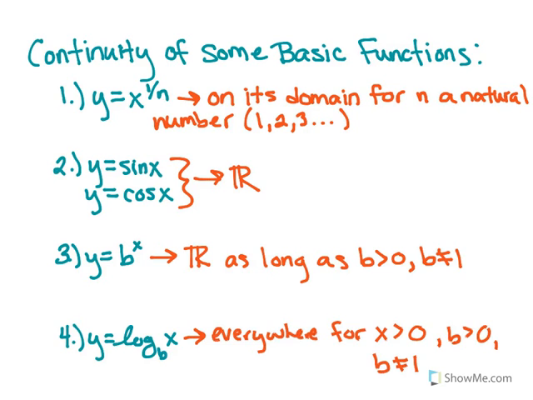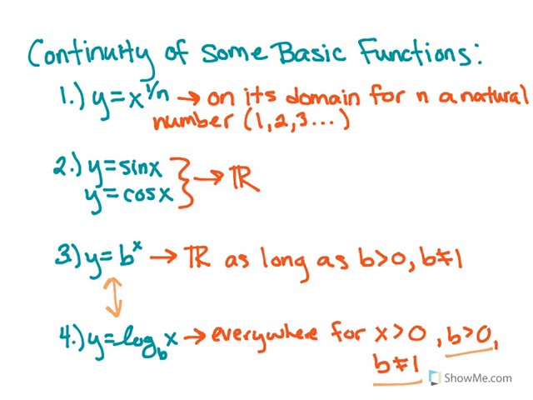And last but not least, if we have a logarithmic function, it's going to be continuous everywhere as long as x is greater than 0. This has the same conditions as exponential functions, since these guys are inverses and they have to have the same properties. So this condition, this b has to be greater than 0 and not equal to 1, also has to be true.